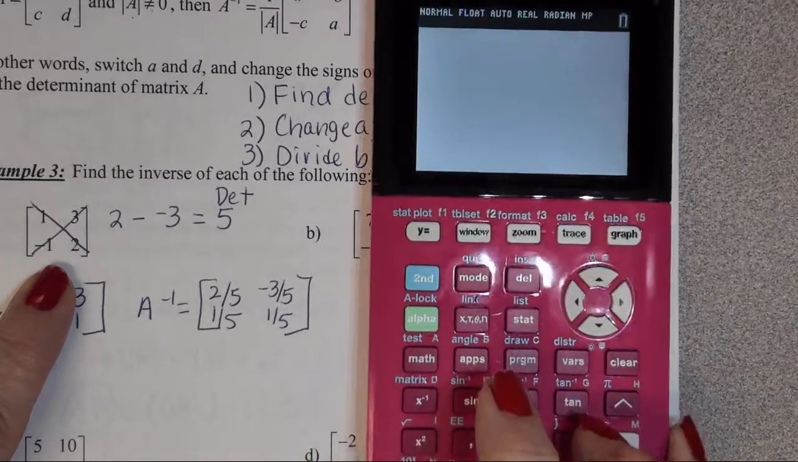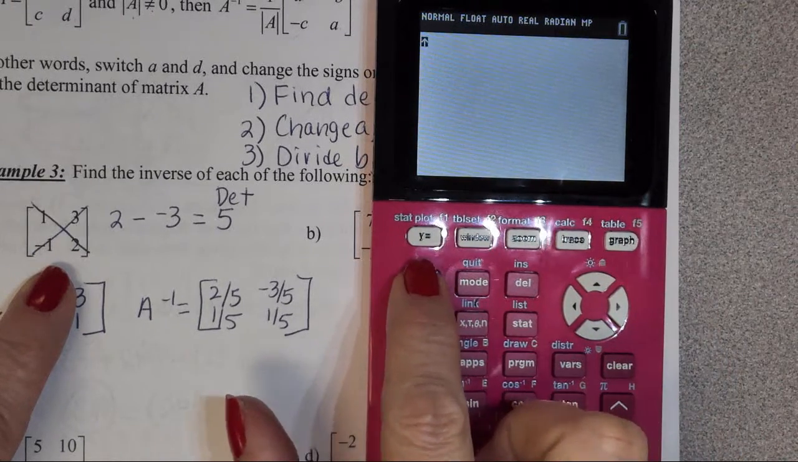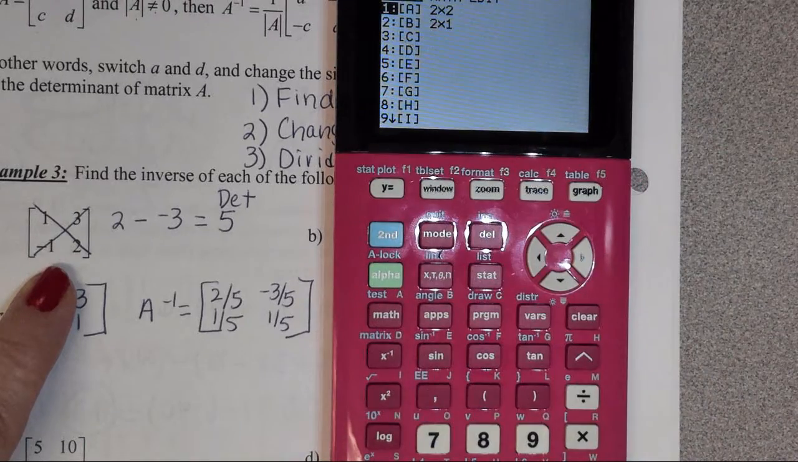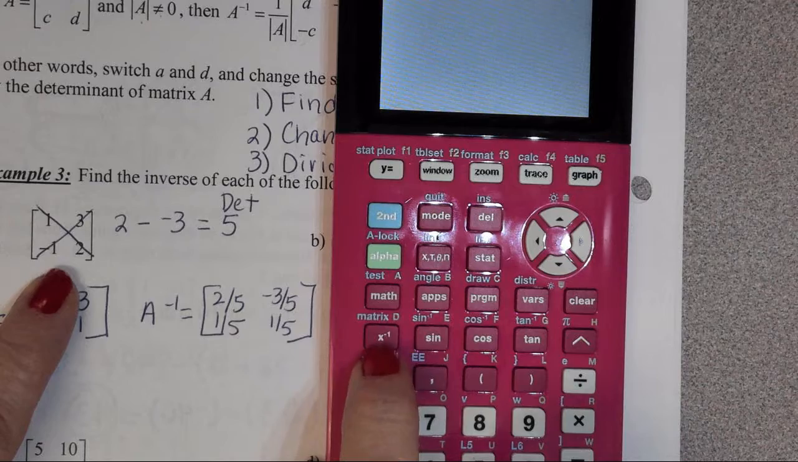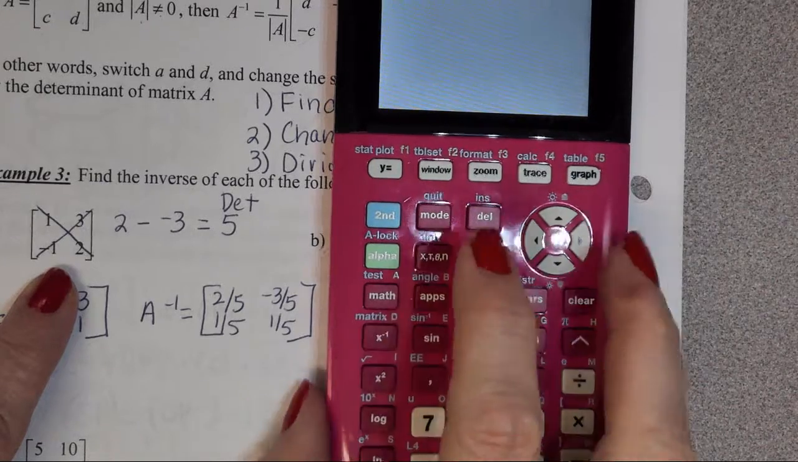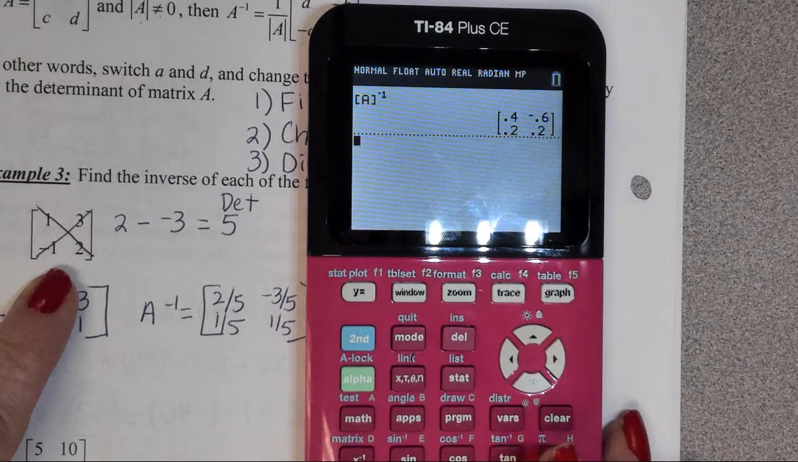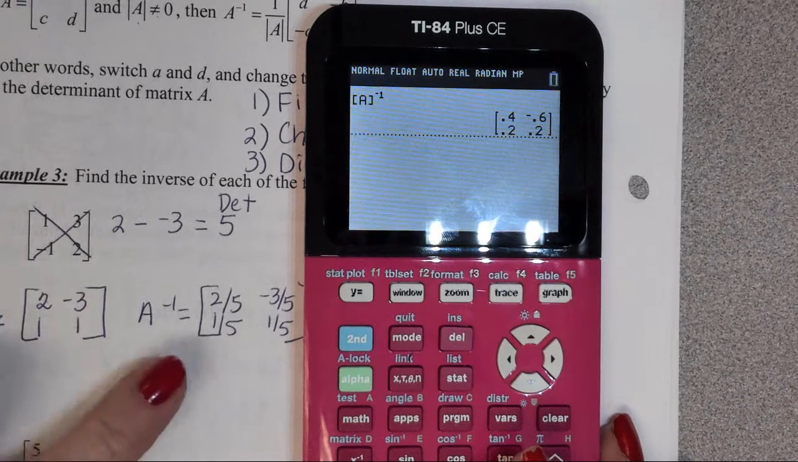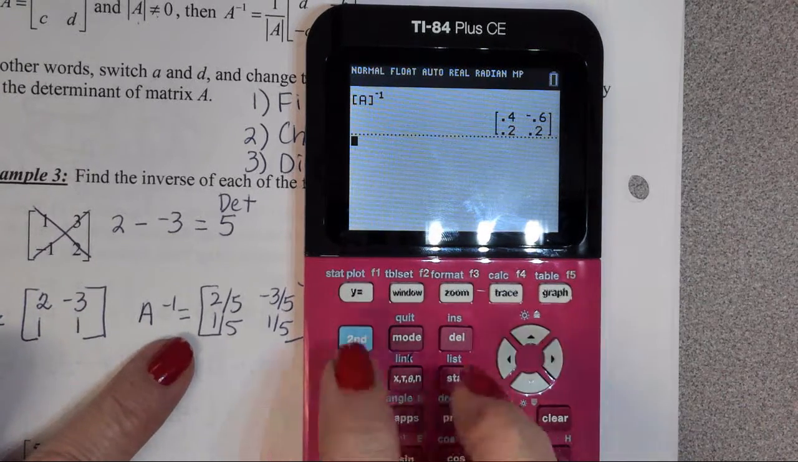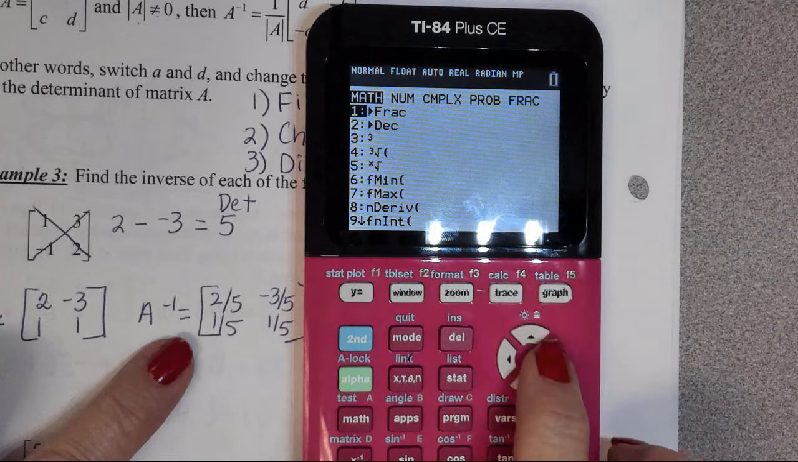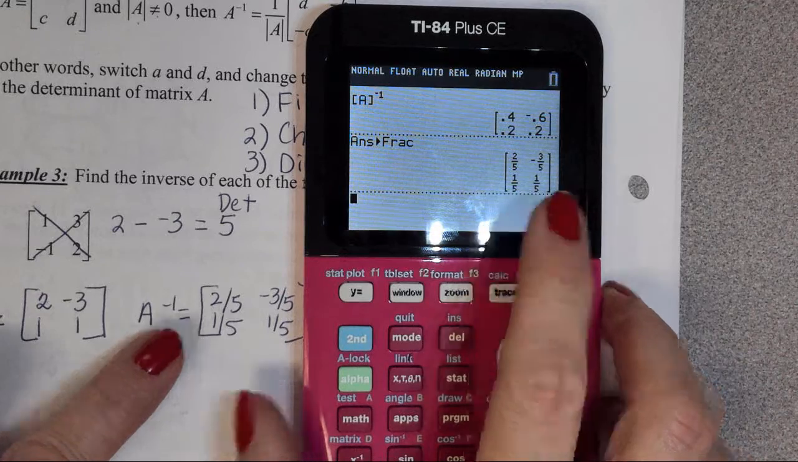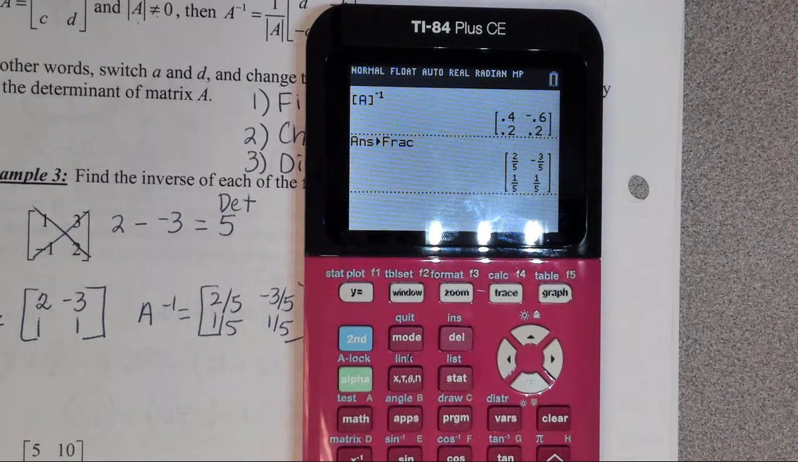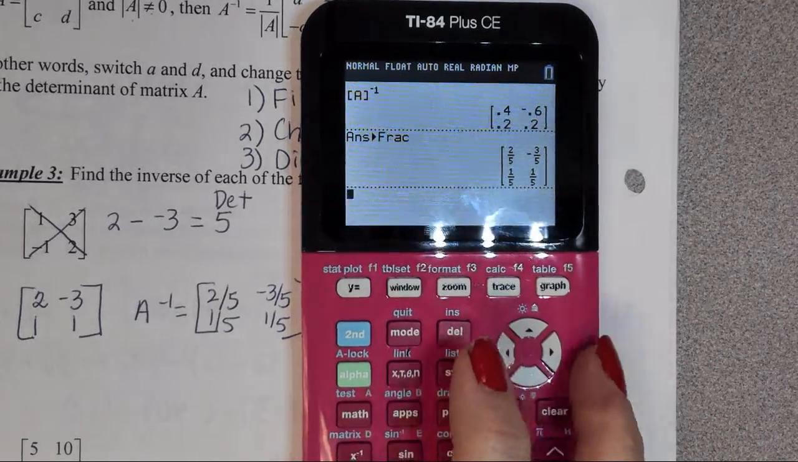Okay? So I have to get matrix A. To get it, I go second matrix. I get my matrix A, and then I say I want the inverse. So I have to push this button right here to get the inverse. It tells me this is the inverse. My answers are in fraction form, so I can go to Math, Frac, and it'll write those as fractions. And we can see that our inverse is correct. All right, let's try another one.